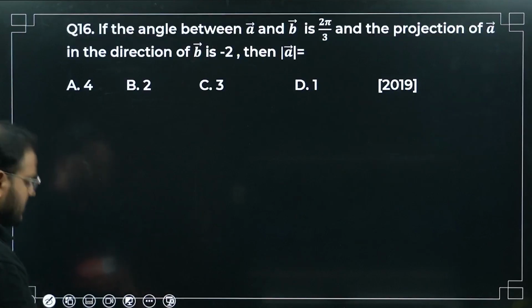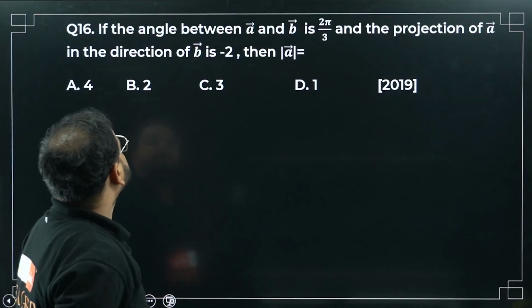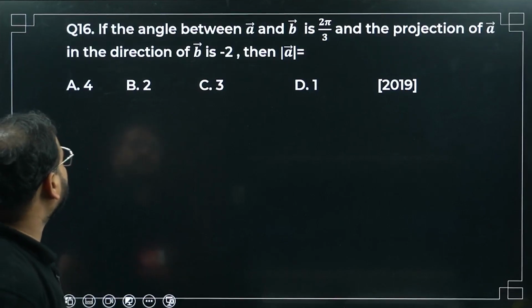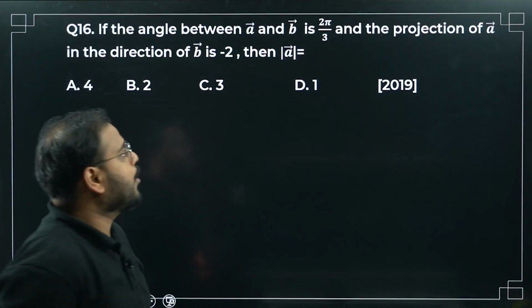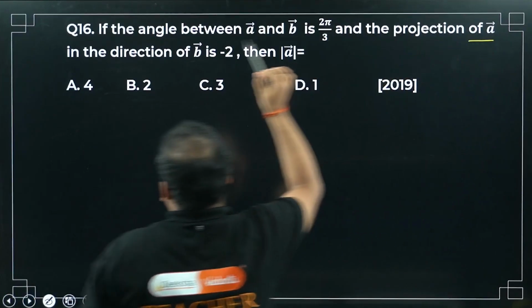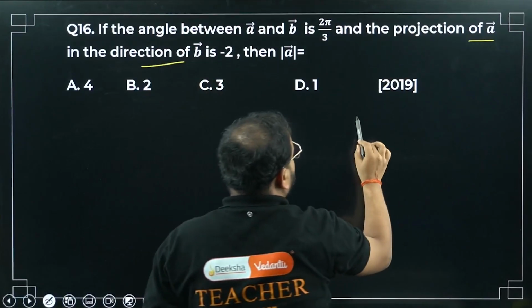Okay, moving on. Question number 16, sir. Question number 16. If the angle between A and B is 2 pi by 3 and the projection of A in the direction of B is -2. Okay. Projection of A in the direction of B. How do we write that?